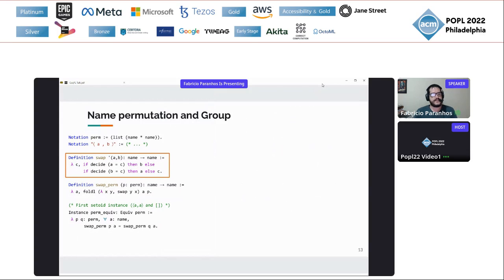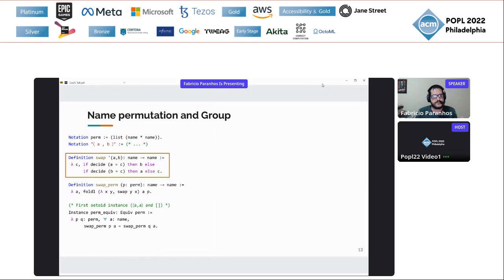To first define our representation of permutation, we are defining permutations as just a list of pairs of names, and every pair represents our swap operation. As I have said, the swap operation is pretty simple to implement in Coq.